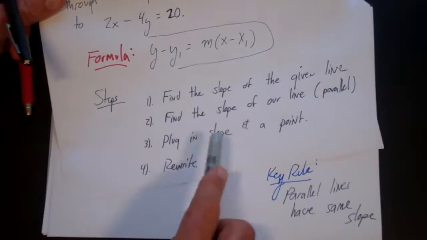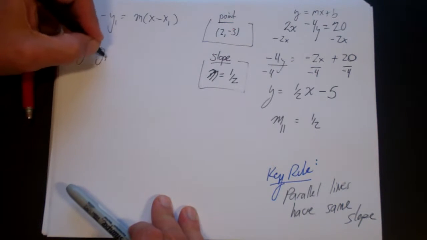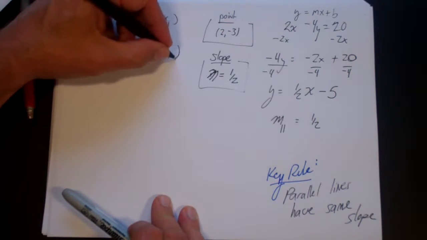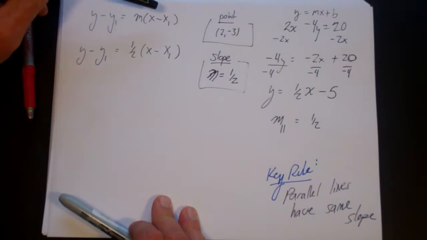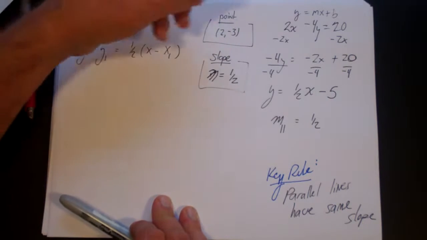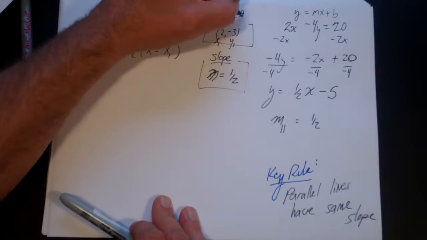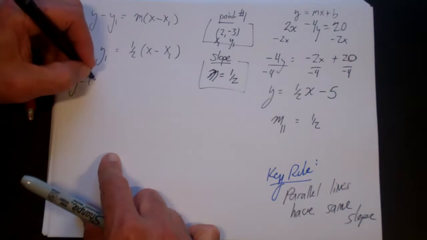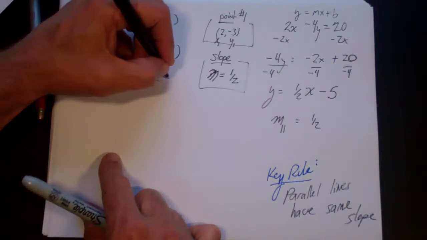In the next step, I plug in a slope and a point. Well, the slope is 1/2, so I plug in y minus y1 is equal to 1/2 times x minus x1. And now I'm going to plug in a point. This is the point I have, so this is going to be x1 and y1. I'm going to call this point number 1. So that's y minus negative 3, is equal to 1/2 times x minus 2.